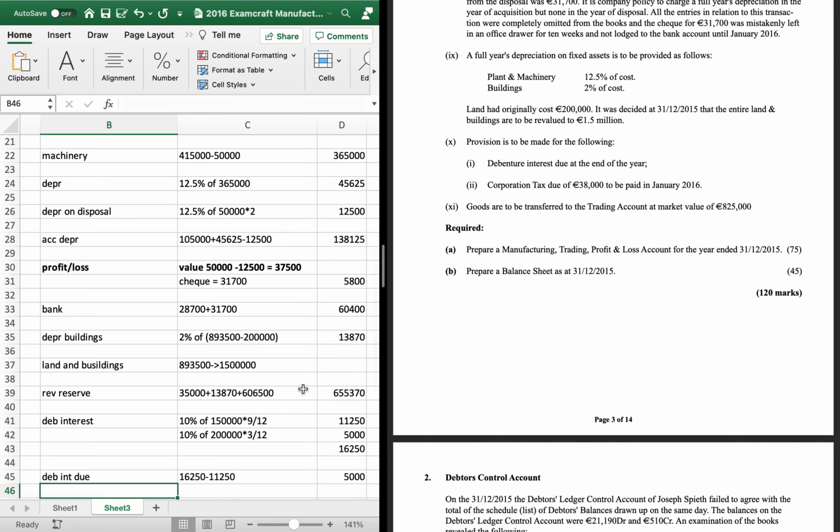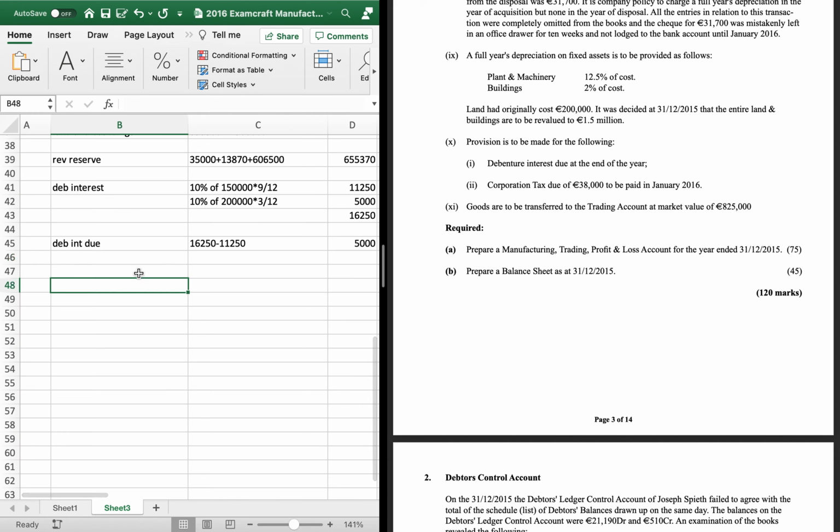Corporation tax due of 38,000. So there is corporation tax due. So that goes in your trading profit and loss account. Just be aware it's a current liability as well. So it goes in its own spot in the trading profit and loss account, 38,000, and it also is a current liability. Alright, so that's that done.